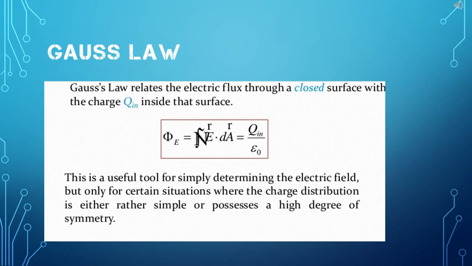Gauss's law. Gauss's law relates the electric flux through a closed surface with the charge Q inside that surface. This is a useful tool for simply determining the electric field, but only for certain situations where the charge distribution is either rather simple or possesses a high degree of symmetry.